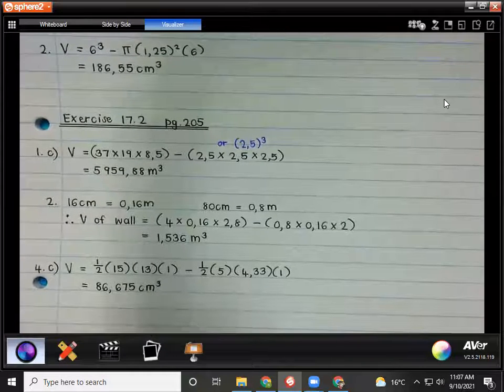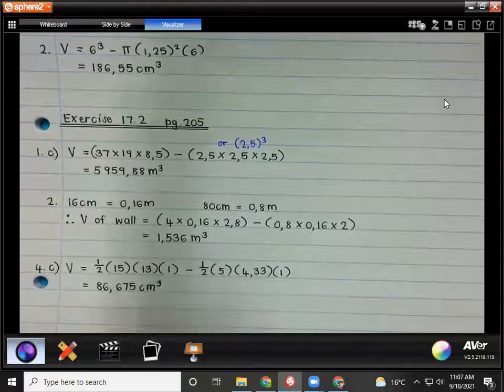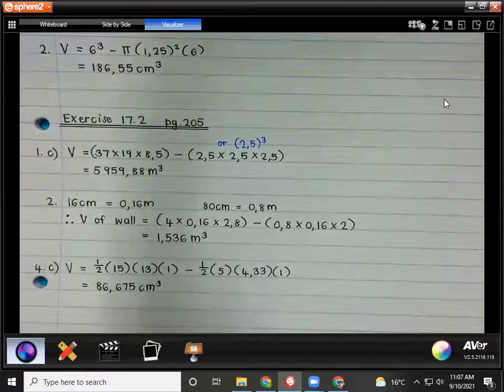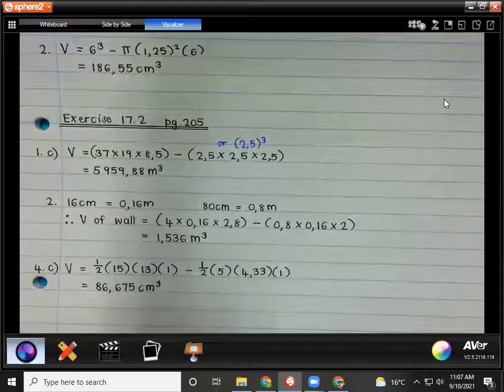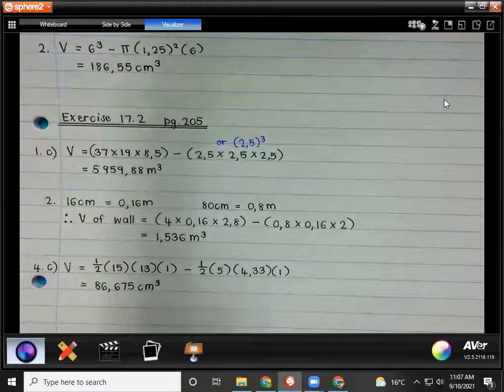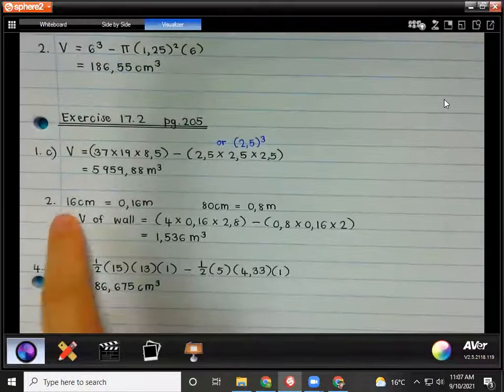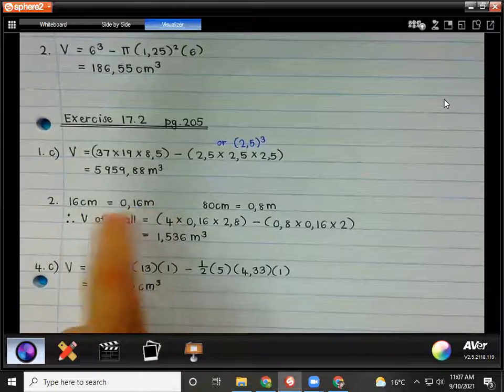Now, guys, number 2 was short. I had to read through it a couple of times. I don't know if you felt the same way. In number 2, they said a wall is 4 meters long, 2.8 meters high, and 16 centimeters wide. Now they've given us meters and meters and centimeters. So let's change that 16 centimeters to meters.